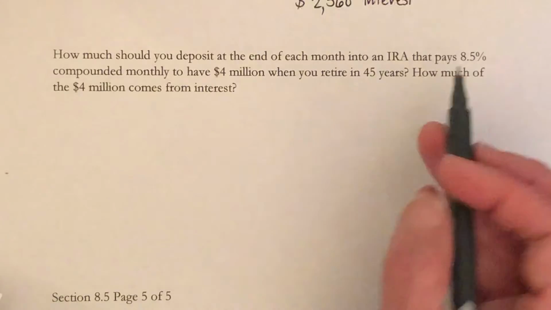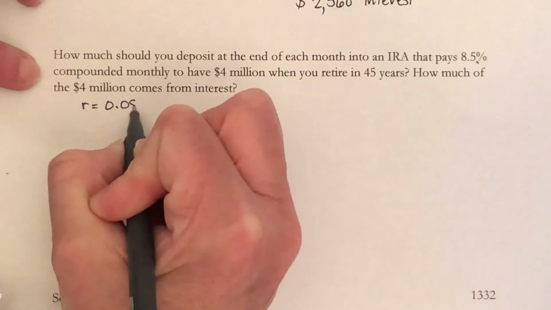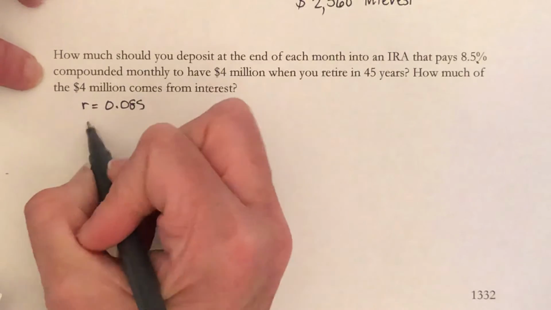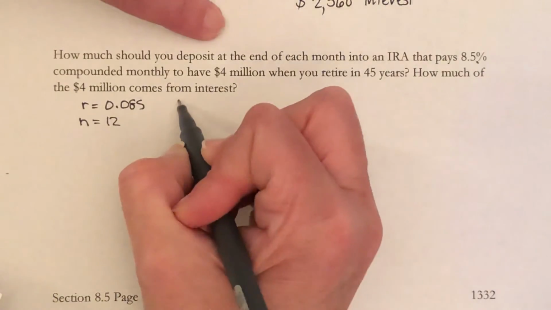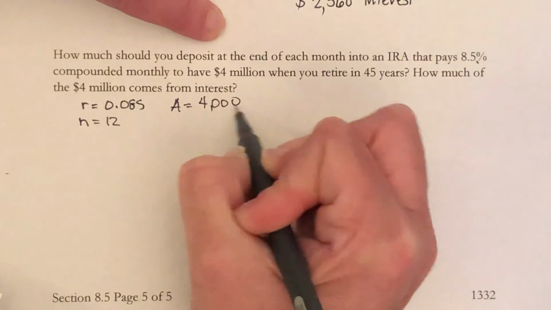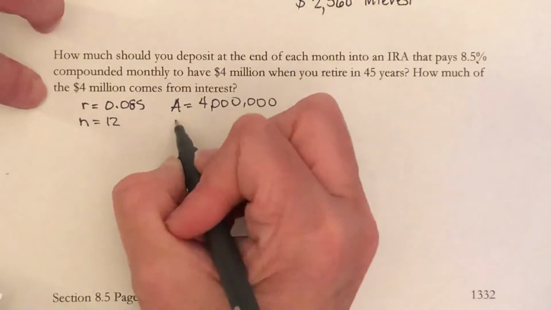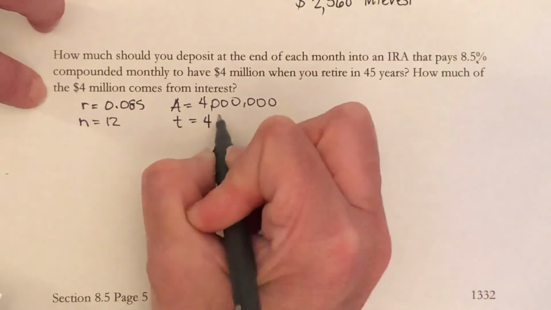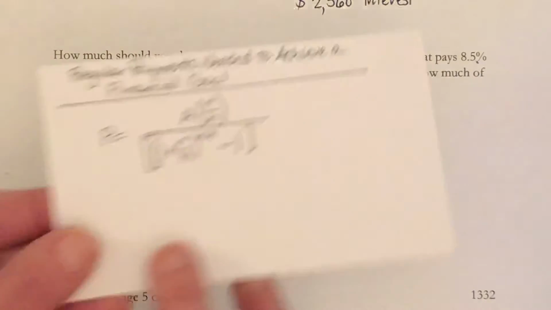Our rate is 8.5%, so 0.085, compounded monthly, so our N value is 12. We want to have 4 million, so A is 4 million. Time is 45 years. And then it's a matter of plugging in.